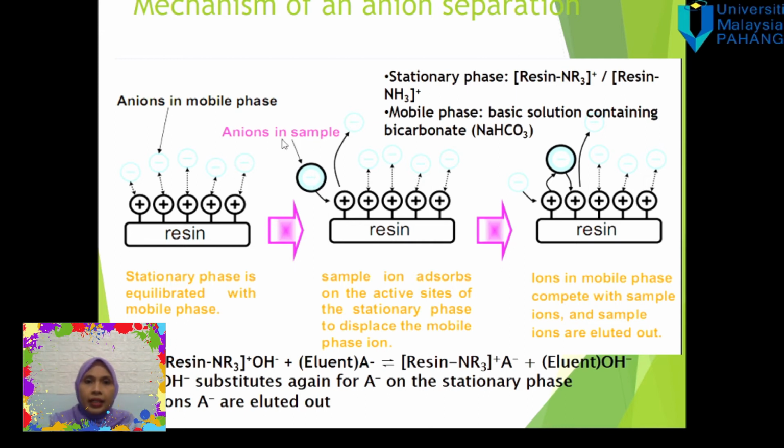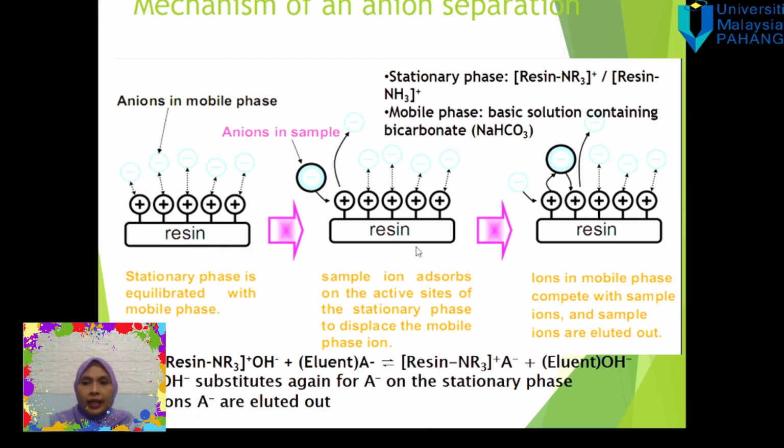So the negative charge ion from the sample, or anion from the sample, will keep on exchanging with the negative charge from the solvent or mobile phase. Here the stationary phase is the resin with the positive charge. Here it shows the positive charge resin, the surface of your stationary phase. Now this negative charge is from your mobile phase. Now your analyte is fighting with the negative charge from the mobile phase. Now it keeps on exchanging. Ions in the mobile phase compete with sample ions, and sample ions are eluted out.